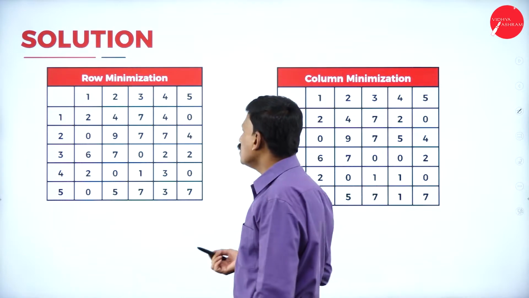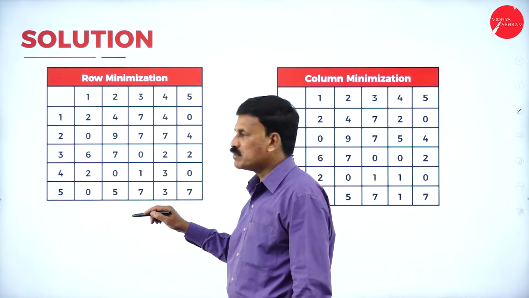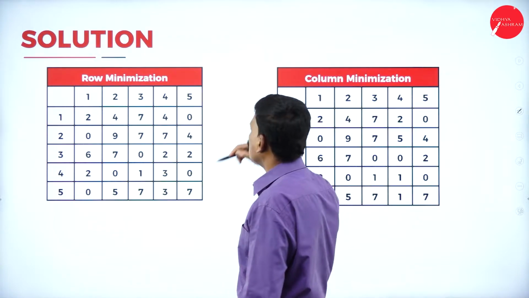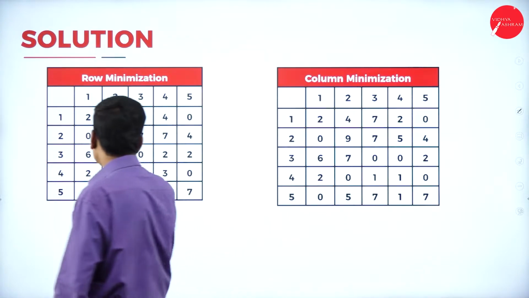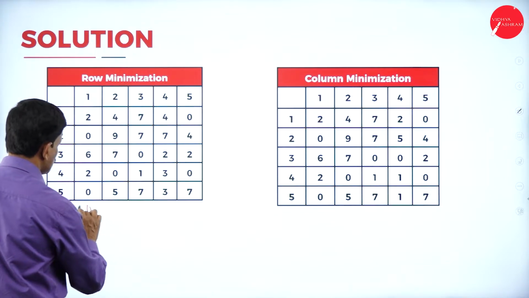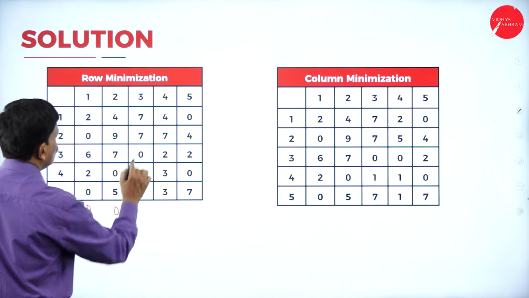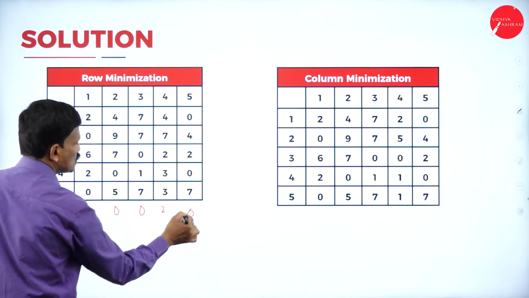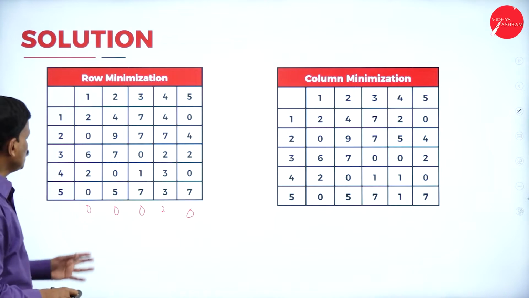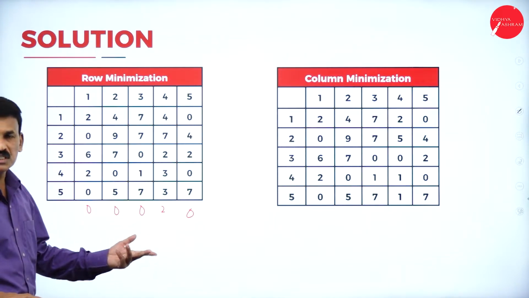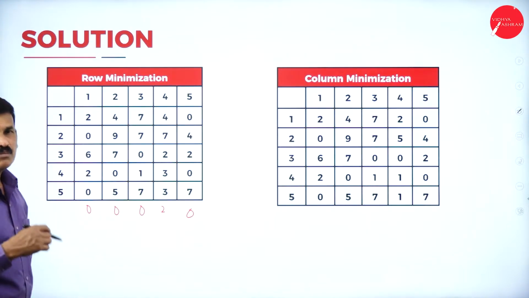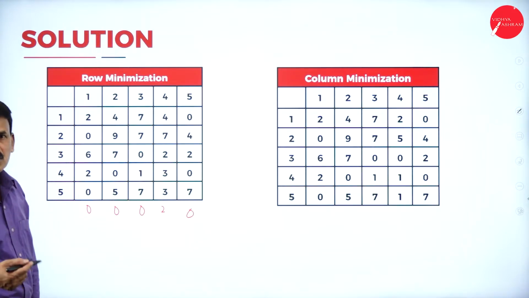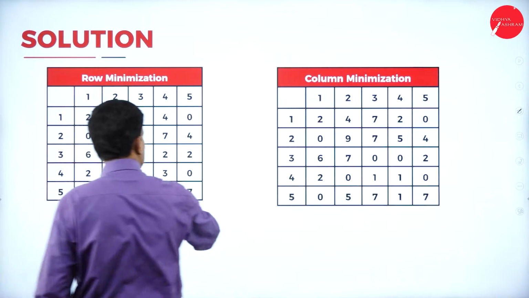After doing row minimization, go for the column minimization. Identify the least element in this particular column. Here it is 0, here it is also 0, here it is 0, here the least element is 2. Here it is 0. If the least element is 0, there is no change, because if you subtract 0 from any value, you will get the same number. So this will remain the same.